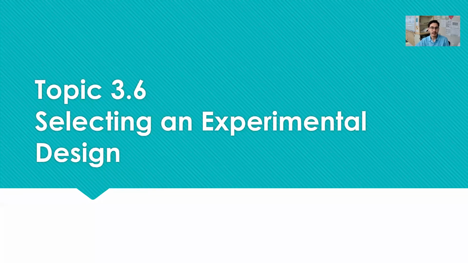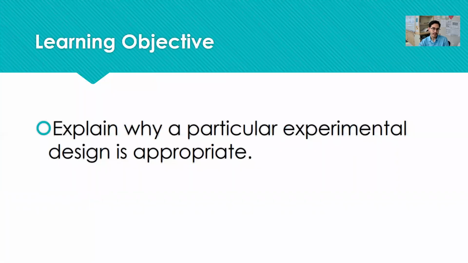Hey everyone, this video is going to cover topic 3.6, which is selecting an experimental design. We're going to hopefully explain why a particular design is appropriate. All right, so let's just recap the three designs that you'll need to know for the AP exam.